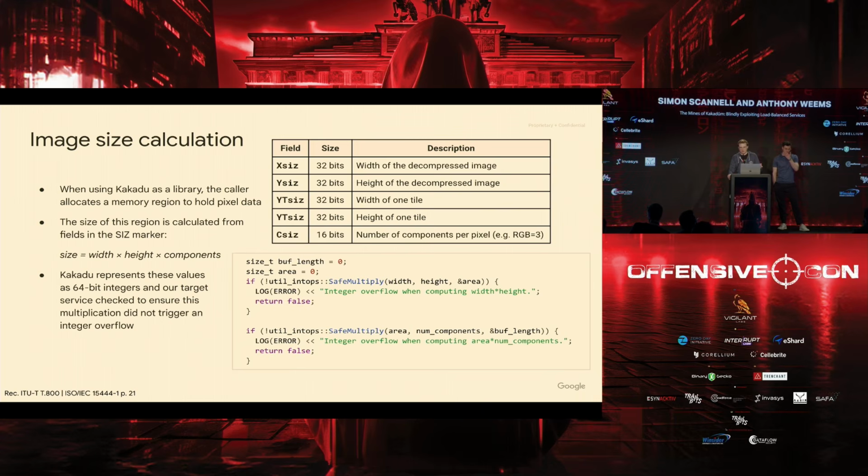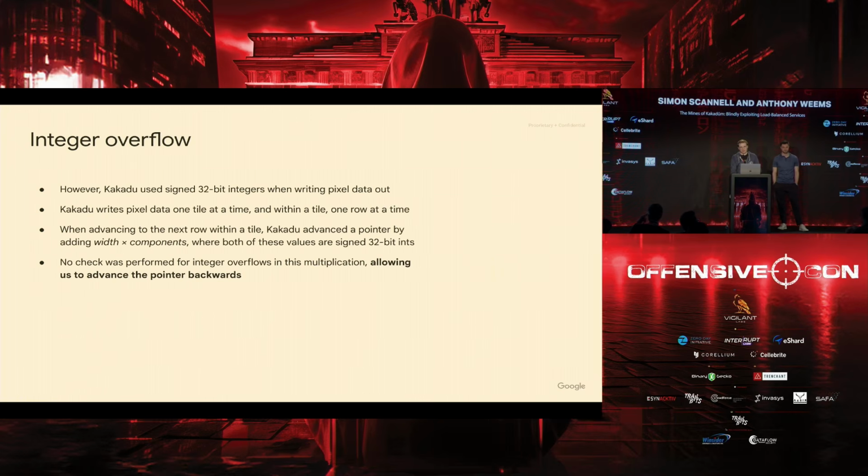And Kakadu represents these values as 64-bit integers. You can see some code from our target service where we multiply those things together using safe multiply functions to make sure there are no integer overflows. But you may have noticed that in the actual image format, these are tracked as 32-bit values, not 64-bit values. So internally, Kakadu represents all of these integers as signed 32-bit integers.